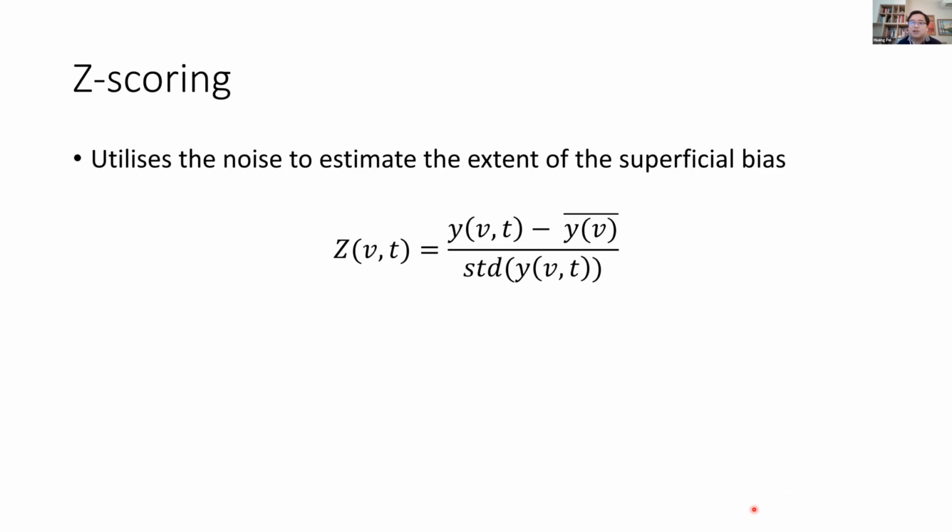An alternative approach, which has been previously used by Lawrence et al. and others, was to normalize the original time course using z-scoring before fitting the GLM. So this is what I was talking about when they're trying to use the noise to normalize the signal. And so that's the idea that they're trying to implement here.